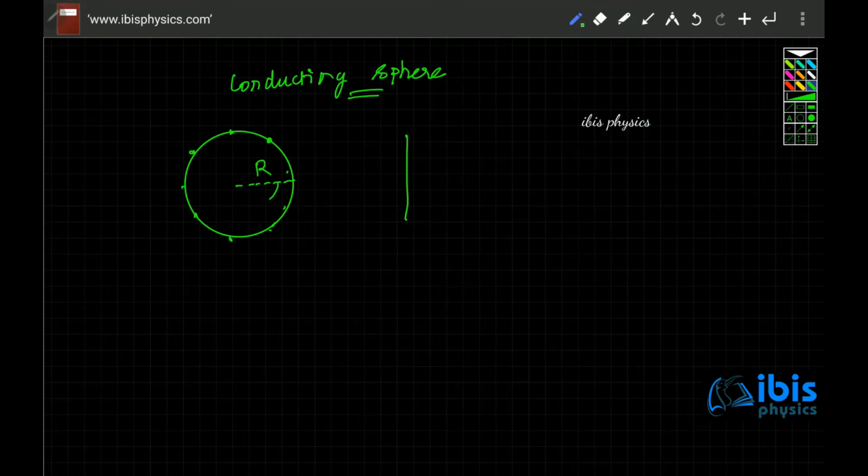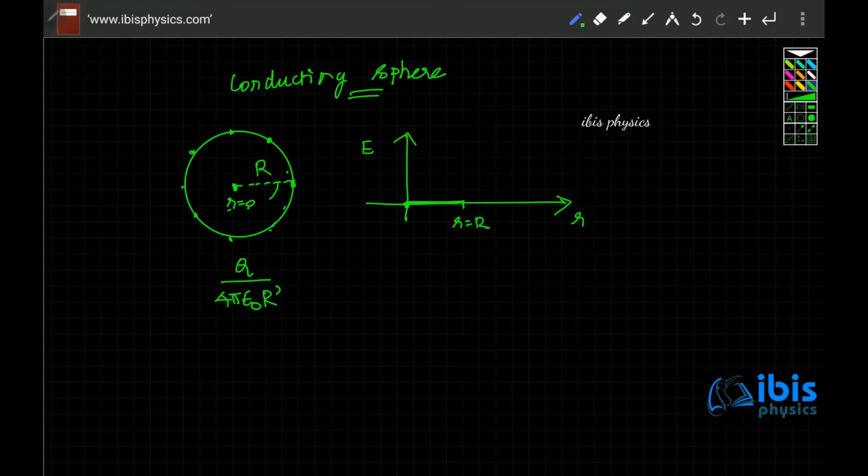Hence, how do we draw the graph of electric field versus distance here? This is the distance from the center. At the center, r is equal to 0. So here, r is equal to 0, electric field is 0. Since there is no charge inside the whole sphere, from r equal to 0 to r equal to the radius of the sphere, electric field is 0. So it will be here 0. Then at the surface, electric field will be equal to q by 4 pi epsilon naught r square.